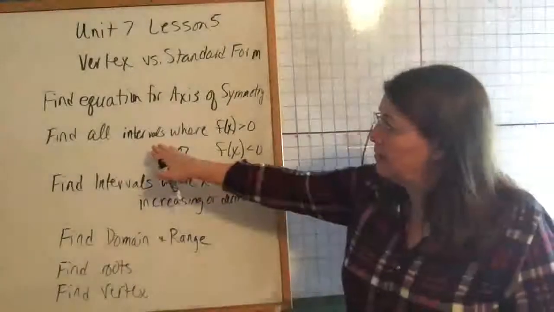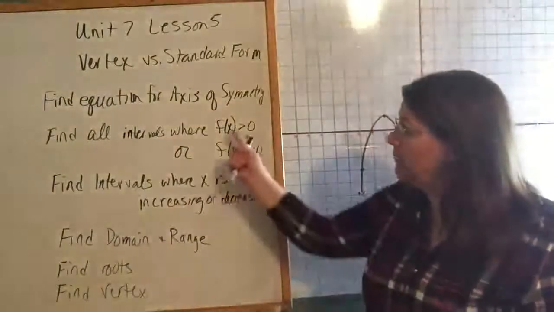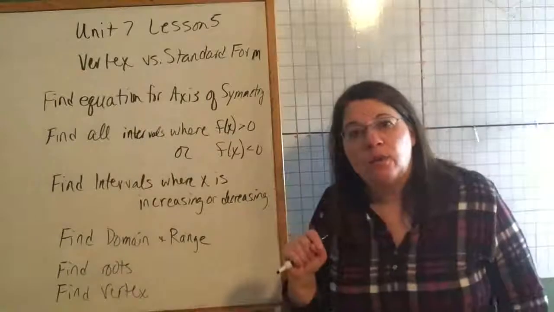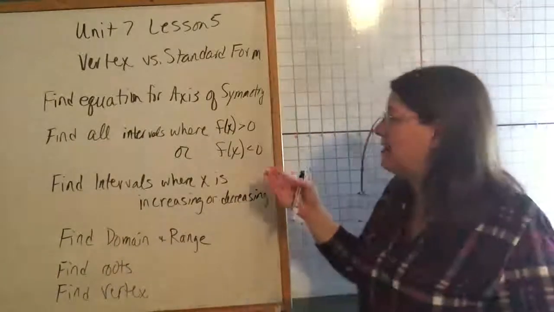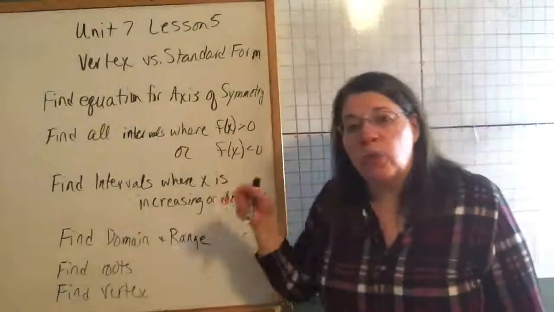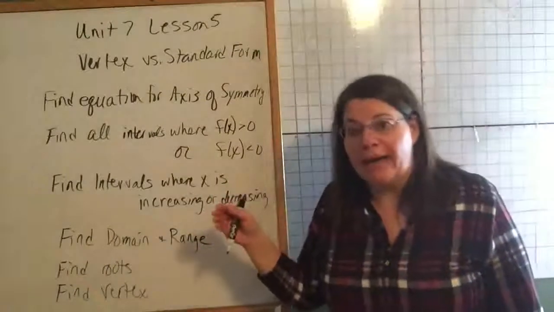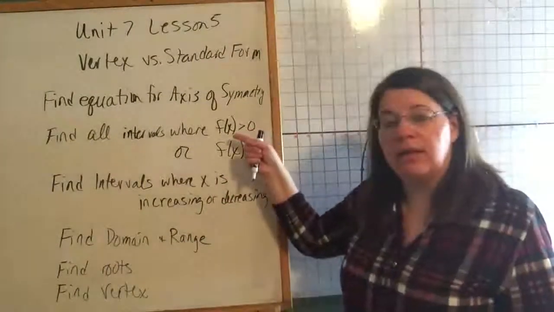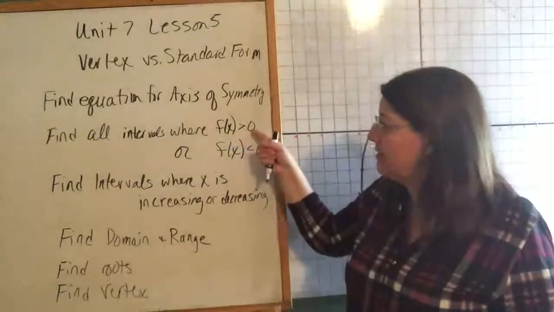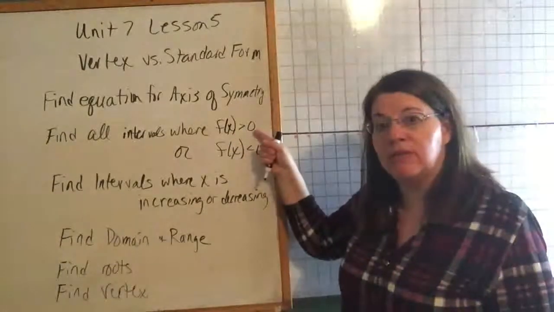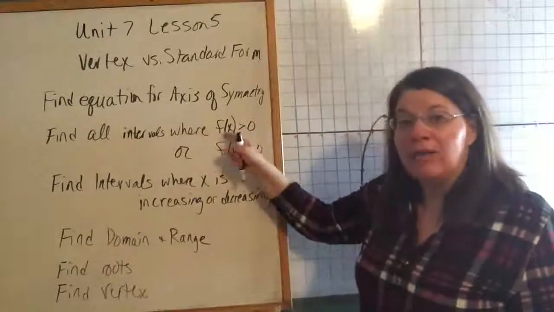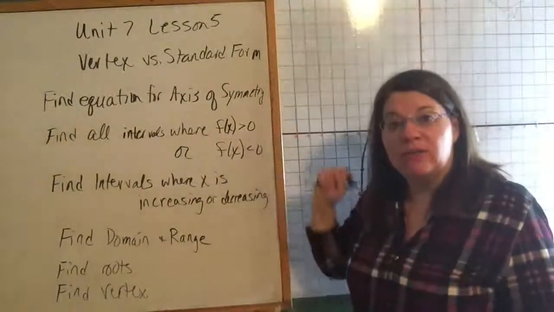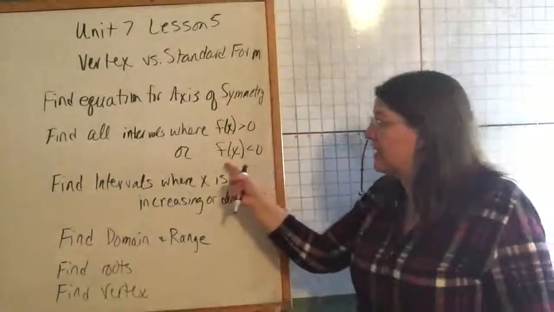Find all the intervals where f of x is greater than 0 or where f of x is less than 0. What they're asking us to do there is they're asking us for what values of y are the points in the parabola above the x-axis, if it's f of x is greater than 0, because that means y is greater than 0. So for what points in our parabola is y greater than 0, and for what points in the parabola is y less than 0.